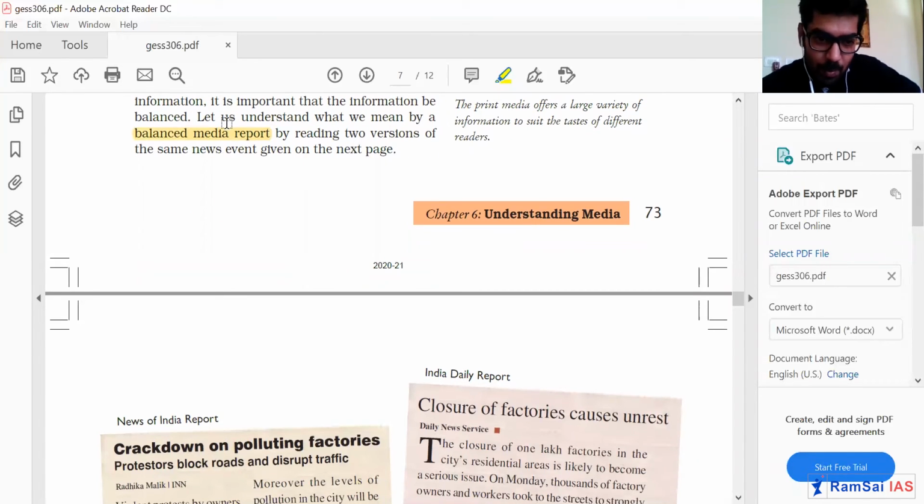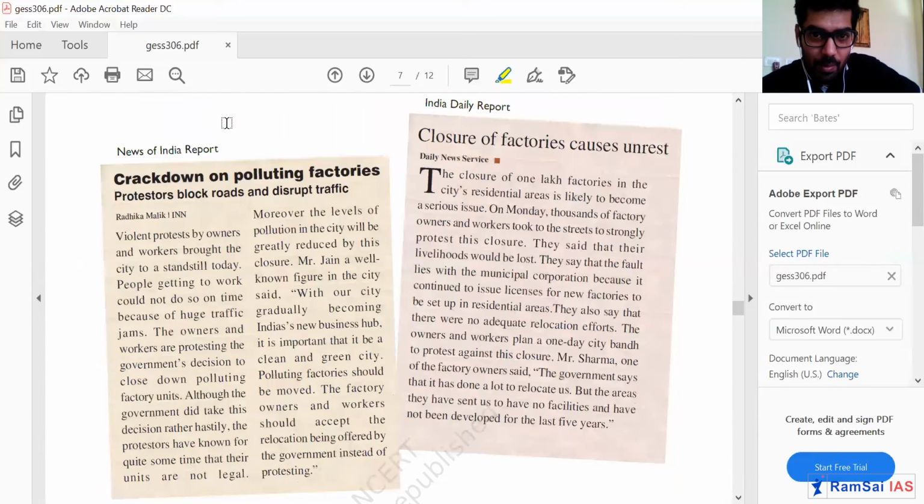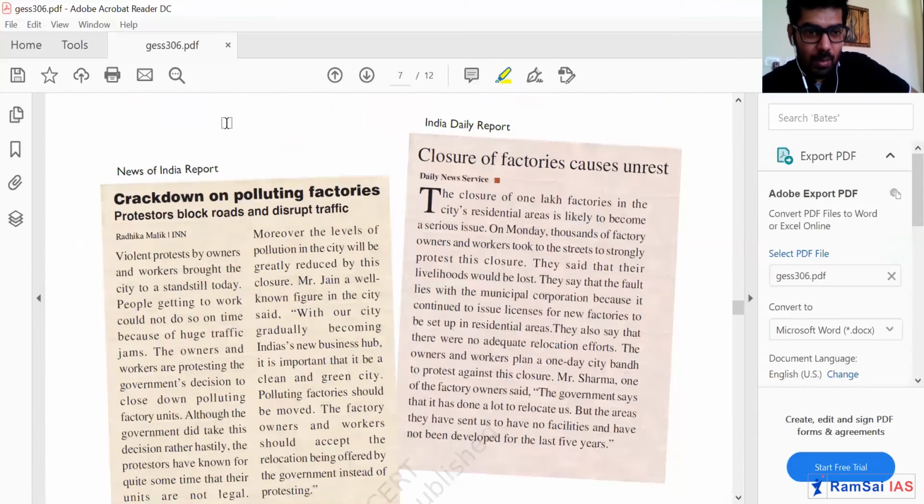What do you mean by a balanced media report? A very good example is given in your book. "Crackdown on polluting factories, protesters block roads and disrupt traffic." This is from some India Report INN. "Closure of factories causes unrest." Daily News Service. Same incident. There has been a closure and some people have agitated. Now, protesters block roads and disrupt traffic, crackdown on polluting factories, closure of factories. See how they intend to build the narrative. This is what I was referring to.